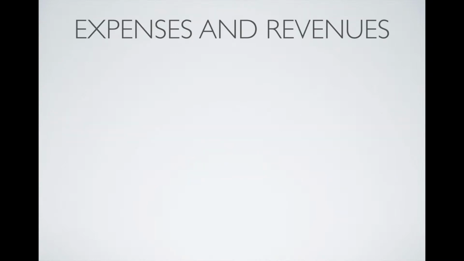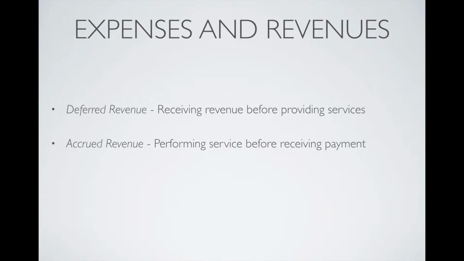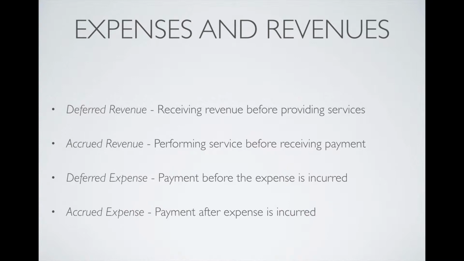There are four expenses and revenues that we use in adjusting journal entries. The first one is deferred revenue, which is receiving revenue before providing the service. We have accrued revenue, which is performing service before receiving payment. We have deferred expense, which is payment before the expense is incurred, and accrued expense, payment after expense is incurred.